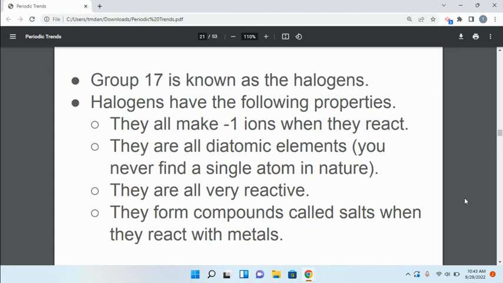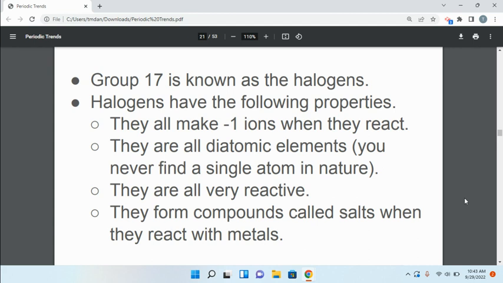They're all diatomic elements. You never find a single atom of these elements in nature. These are the most reactive of the nonmetals. They are so reactive that you never find a single element in nature. In other words, there's no such thing as a single fluorine atom in nature. It's always bonded to something else. And if it's not in a compound, if it's an element, it'll be another fluorine atom and its formula will be F2. Same with all the rest of the group.